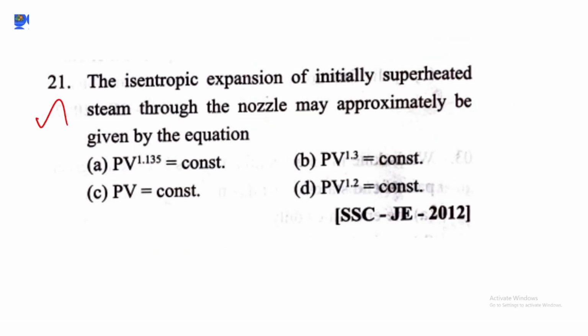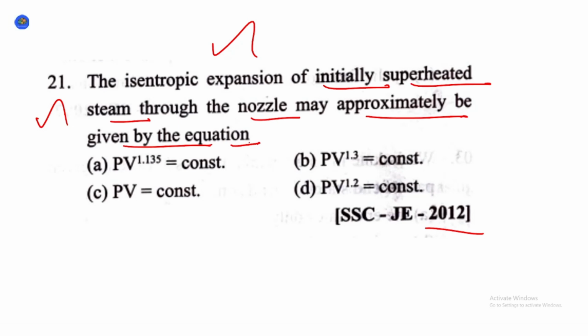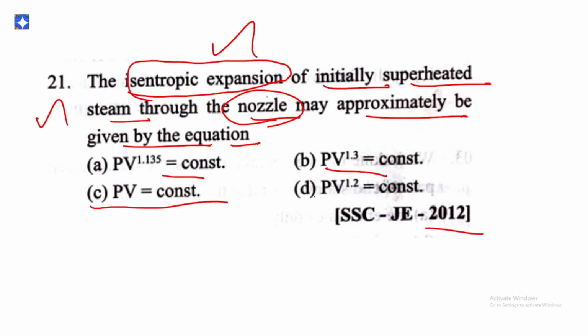This is the next question which has been asked in the year 2012. The isentropic expansion of initially superheated steam through the nozzle may be approximated by the given equation. They have said it is a steam nozzle, and the isentropic expansion is being given. What is the correct equation representing the isentropic expansion of steam through the nozzle? Option A, PV power 1.135 equal to constant. Option B, PV power 1.3 equal to constant. Option C, PV equal to constant. And option D, PV power 1.2 equal to constant.